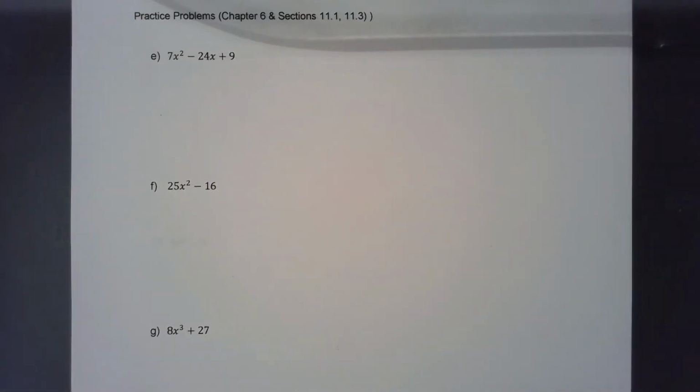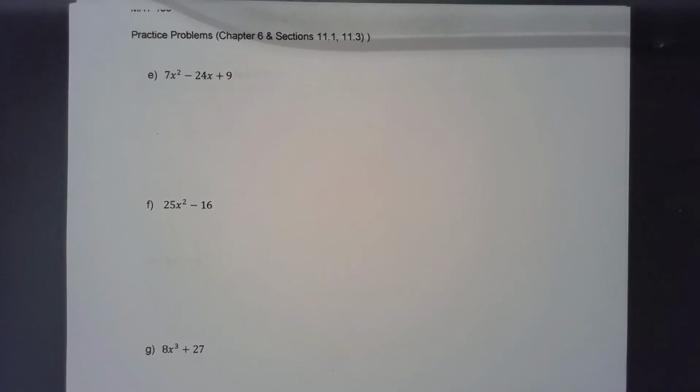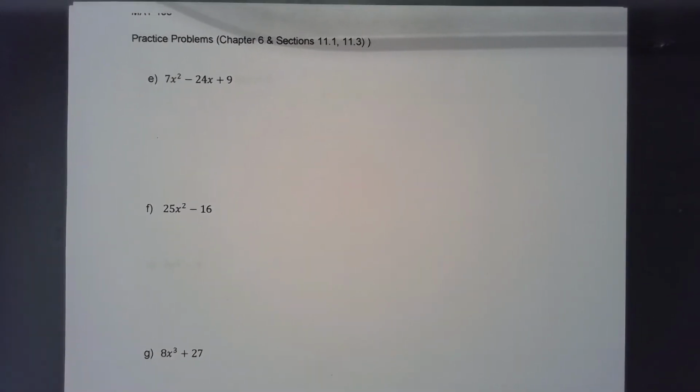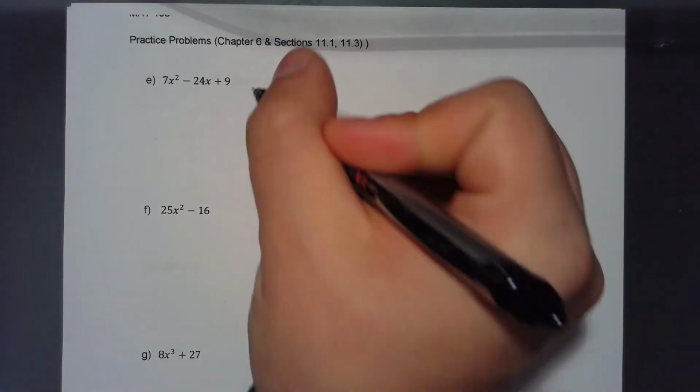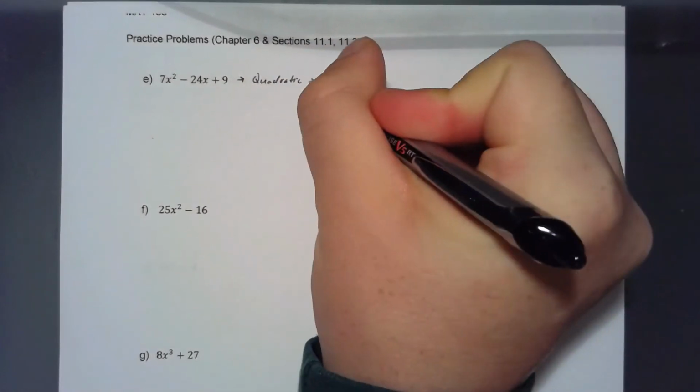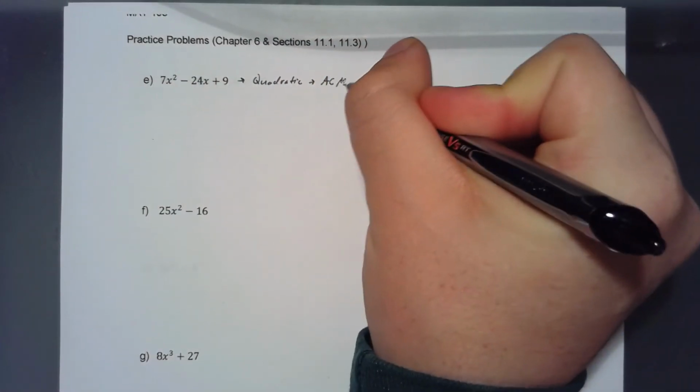So a few more factoring techniques. Letter E is a quadratic. There is no GCF there. You know, 7, 24, or 9, they don't have a GCF. But that is a quadratic, so you're going to use the AC method.